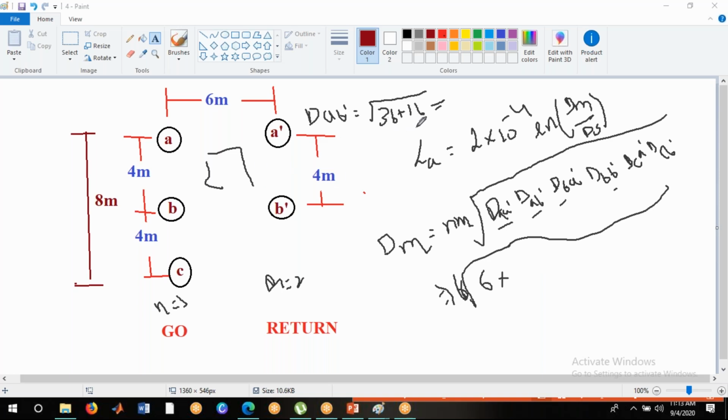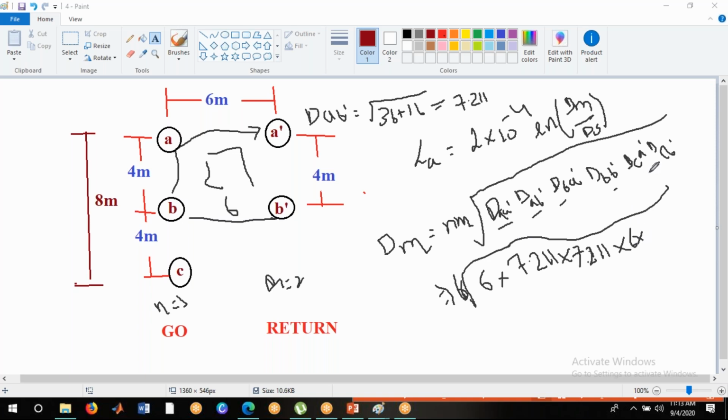So square root of 36 plus 16 is given by 7.211. So 7.211 into, what is the distance between DB and A dash? DBA dash, from here to here, B to A dash. You will get the same value: square root of 4 squared is 16 plus 6 squared is 36. So the same 7.211. Into DBB dash. The distance between B and B dash is 6 meters.